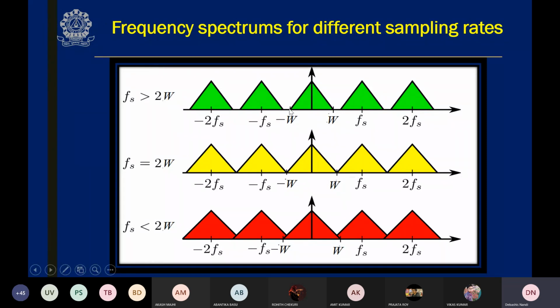Then it is possible to design a filter which will cover all the frequency components of the desired signal and reject the other, sideband frequency components which are unwanted. So you can design a filter easily.